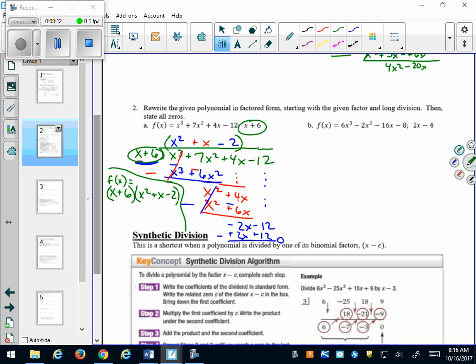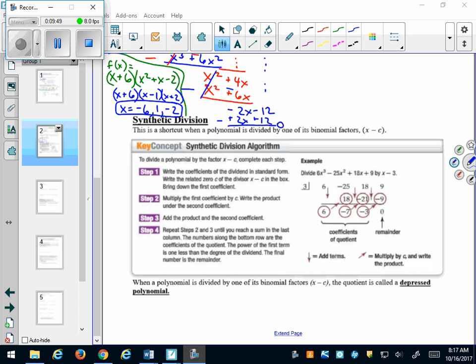But we could factor x squared plus x minus 2. We shouldn't need a method for this one, right? Because the leading coefficient is just 1. So we should be able to just factor it really easily, x and x. To get a negative 2, I would have to do a positive 2 minus 1 to get a positive 1 as my middle term. So what are the zeros? Negative 6, positive 1, and negative 2.